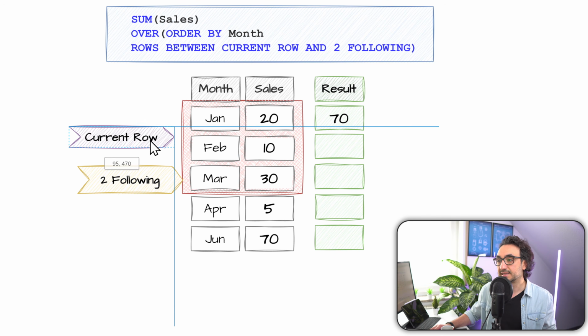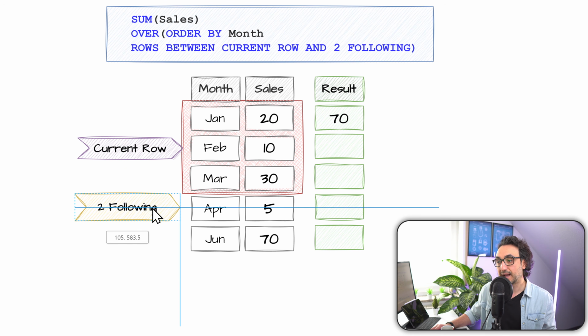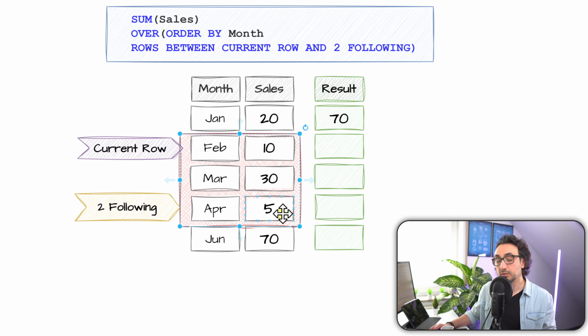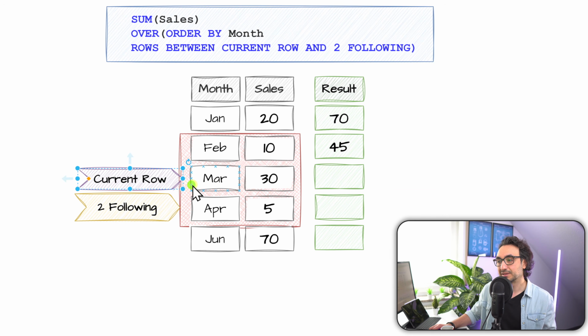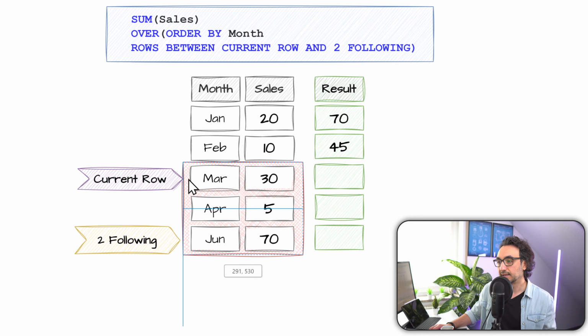It's going to jump to the second row. The pointer is going to be the current row at February, and the 2 following is going to be at April. So as you can see, we are sliding down in the subset of data, or in the window. And with that, we have a new scope, a new subset, and the summarization of all those values is going to be 45. So that's it, I think you got it already. SQL is going to go to the next one. The pointer is going to be on March, and the 2 following on June, and it slides like this. We have those 3 rows in the scope, and the summarization of that is going to be 105.